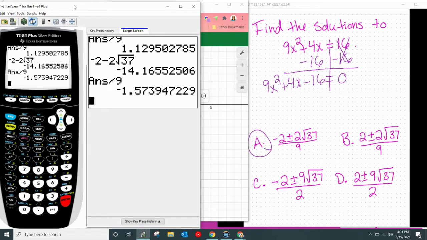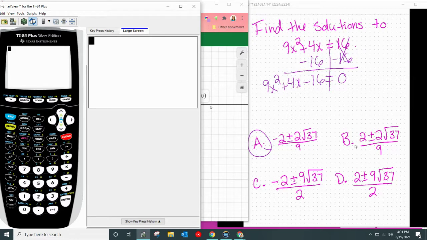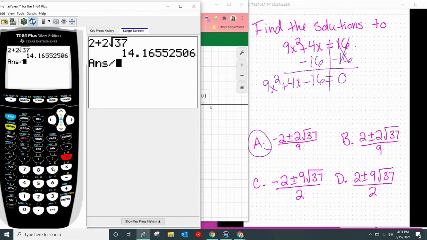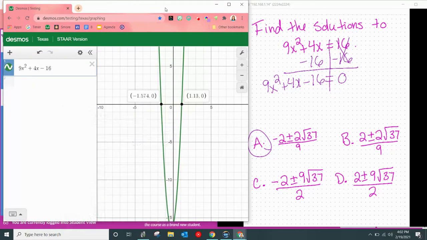A is the answer. Now, if I had started typing, I'm going to type in another one to show you, like B here. So I have 2, and then I have to do the plus 2, and then I have to do my square root 37, enter, divided by 9. What do I get? I'm getting a positive 1.57, and I look and I go, do I see how it's negative here? It's supposed to be positive. So I can already go, okay, B's not going to work.